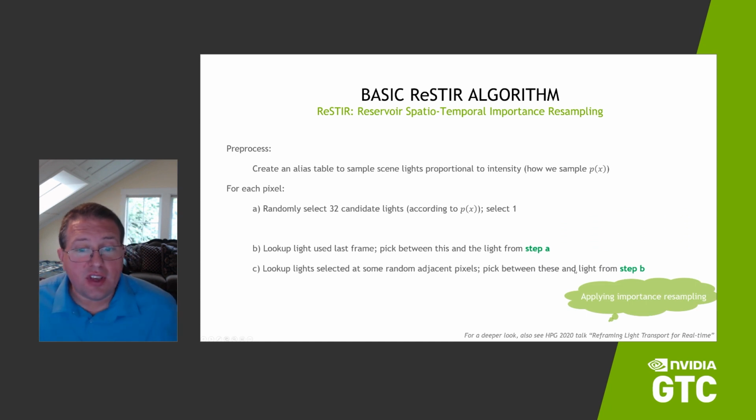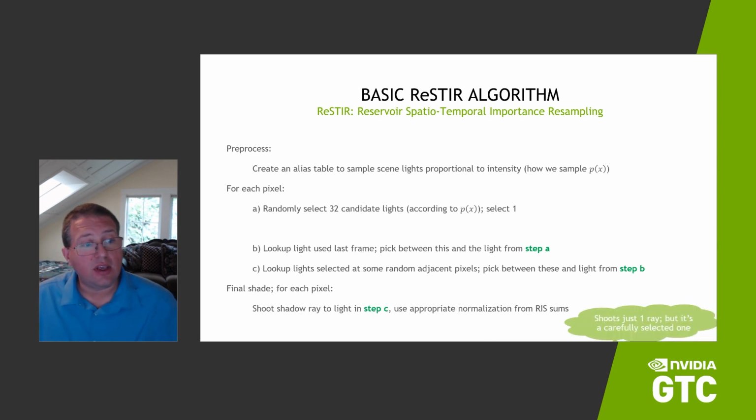And then in step C, we're going to look at some number of random adjacent pixels and pick between the lights they selected in step B, and the light we selected in step B. And we're going to pick one light here to pass on. So for final shading, for each pixel, we get one shadow ray from step C in this algorithm. We're going to shoot a shadow ray and then use the appropriate normalization from our RIS sums.